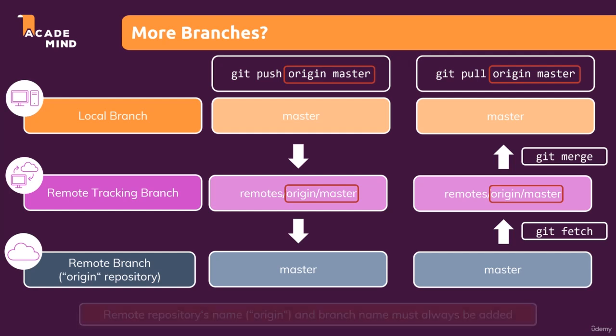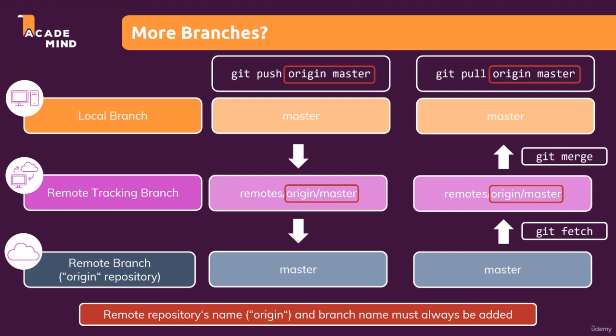At this stage of the course, we always have to add the remote repository's name, so origin, and the branch name to our push or pull commands. We can also omit these, but this is something we'll explore in a few minutes. However, that's the theoretical concept we have right here now. Let's go back to our project and let's explore this in a bit more detail.